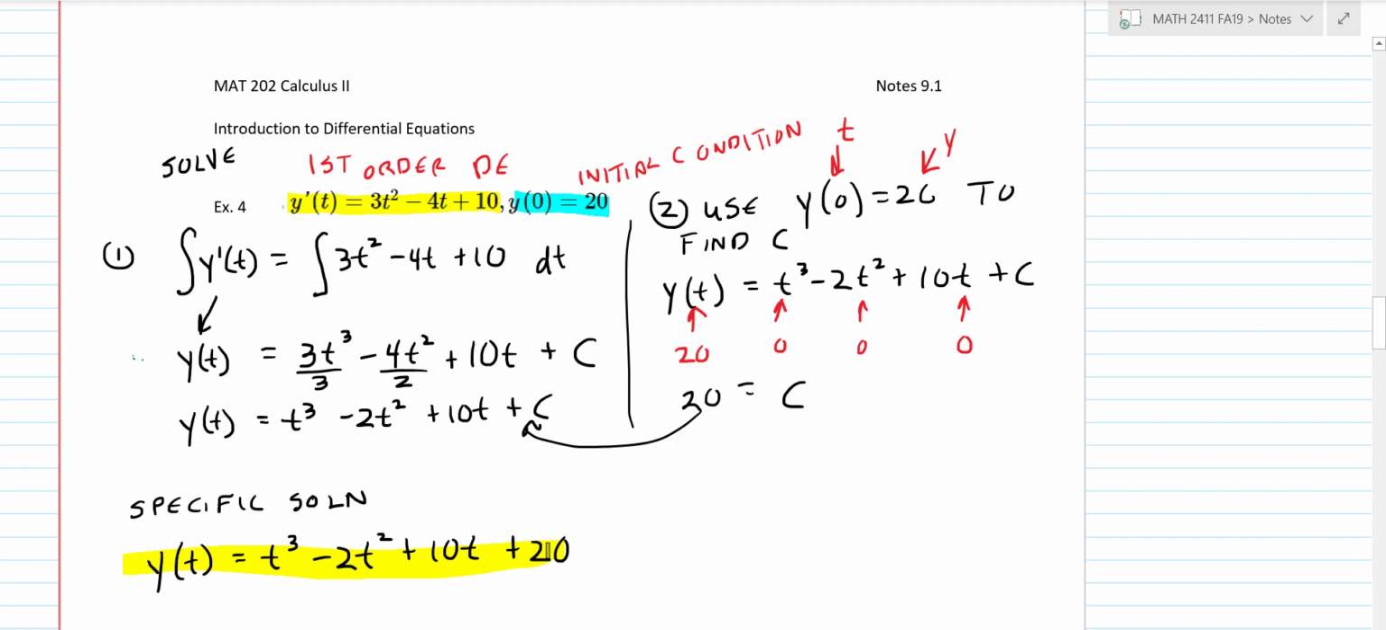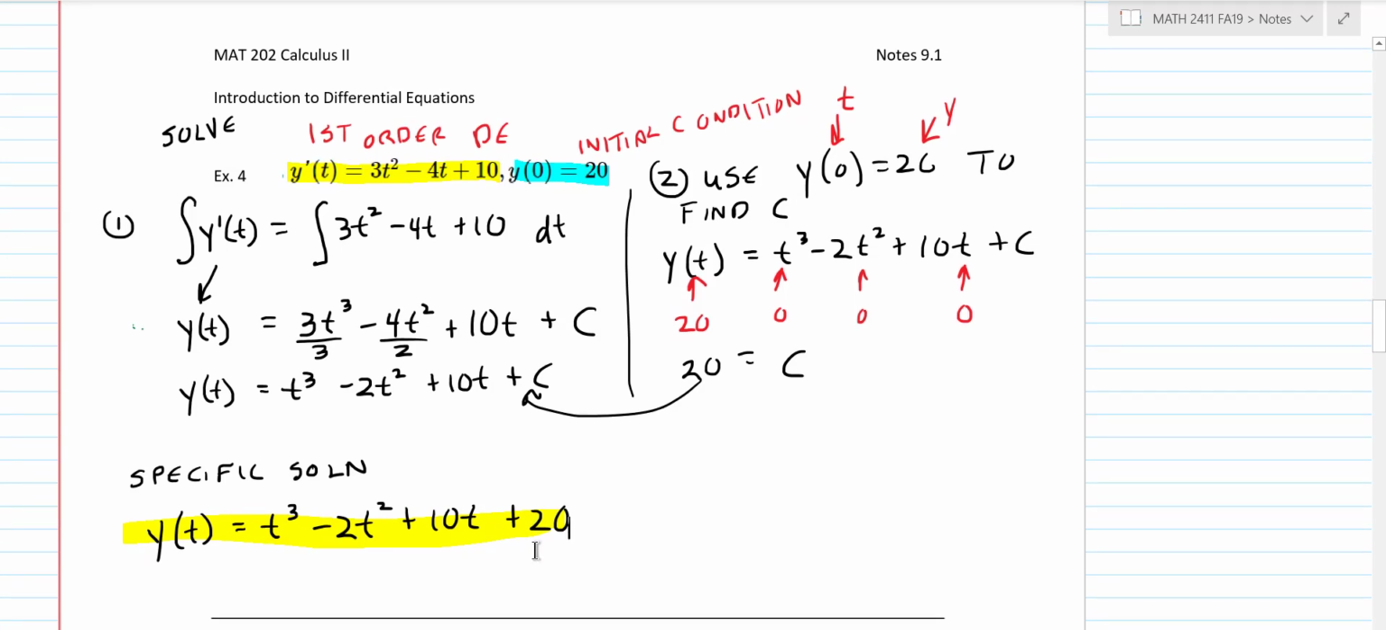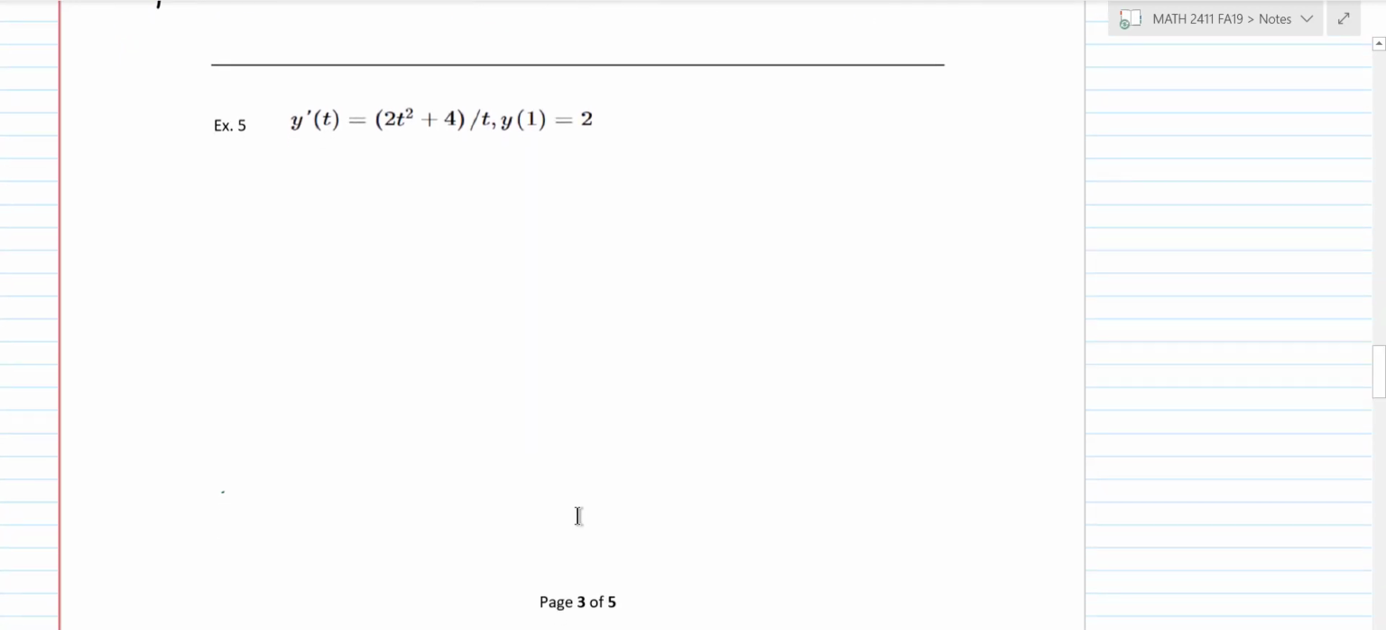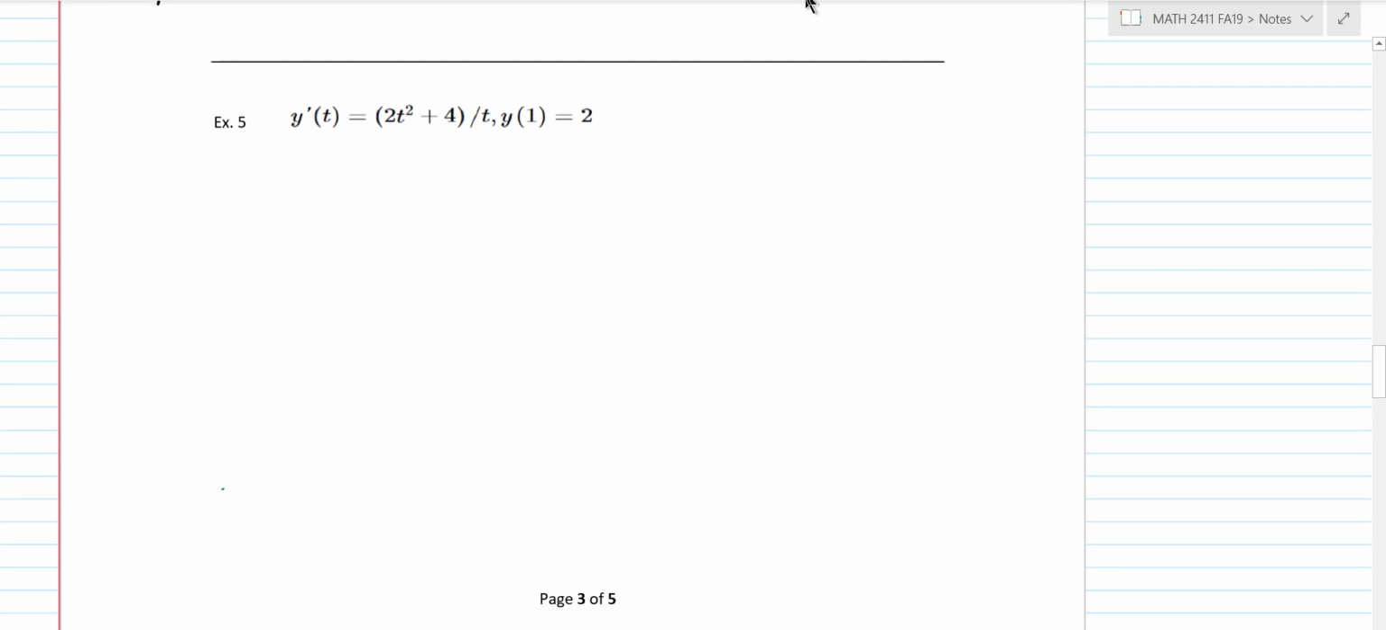Okay, so as we move to this next example, we're going to do just a couple like this just to get the basic idea. All right, so let's take a look at this one then. The first thing is, let's just write down, we have a first order differential equation. This is our differential equation.